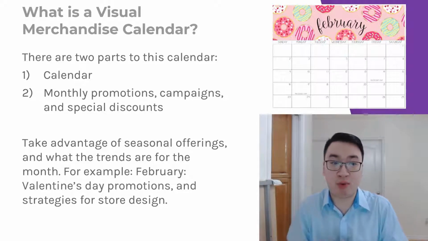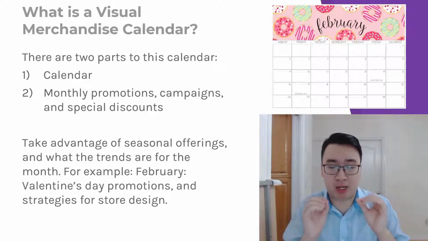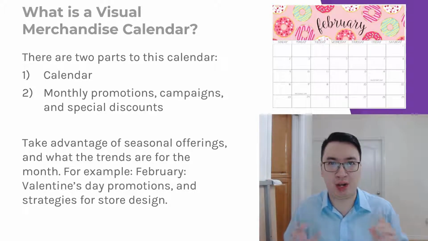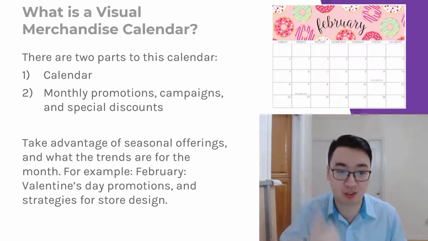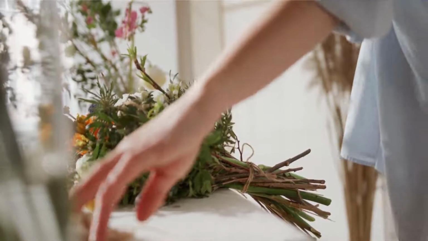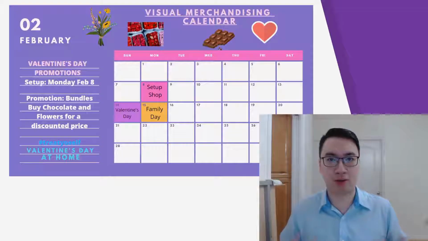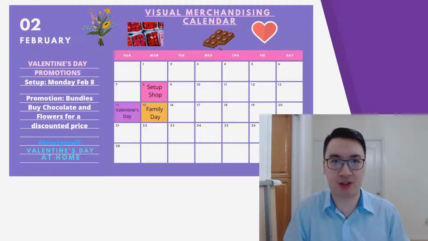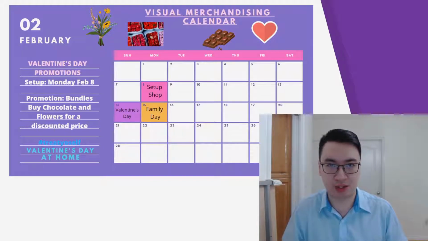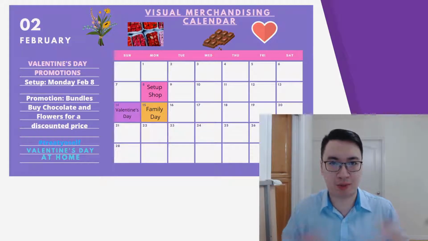So for example, February is Valentine's Day. When I'm explaining this calendar to you, I'm doing this in the context of a flower shop, and I'm going to give you some tips and strategies for store design. Alright, so I actually went to Canva and created this. This visual merchandising calendar was done basically through the lens of a flower shop.